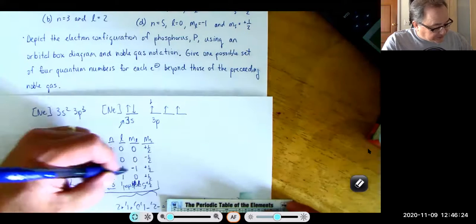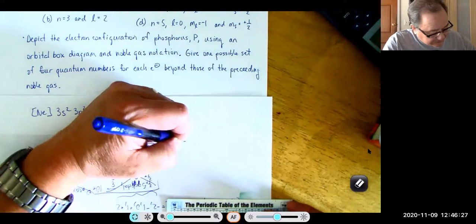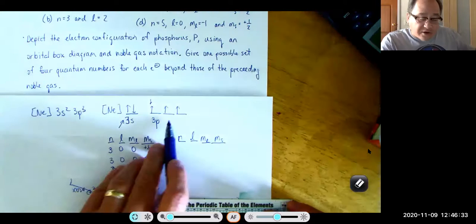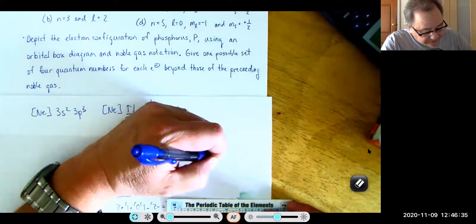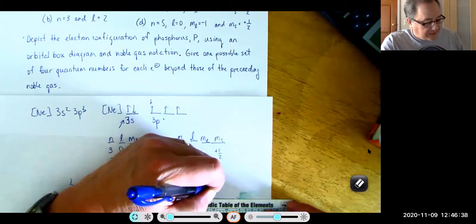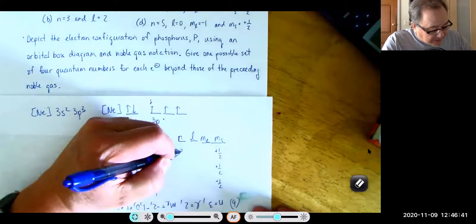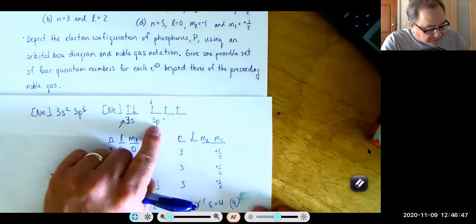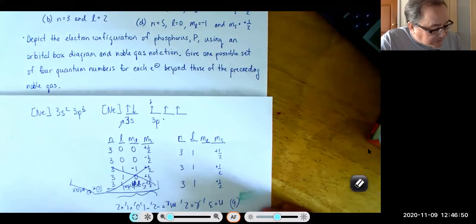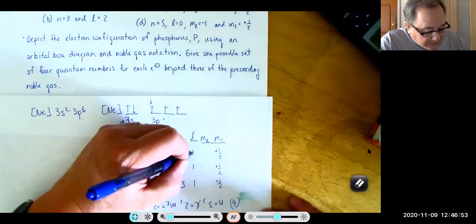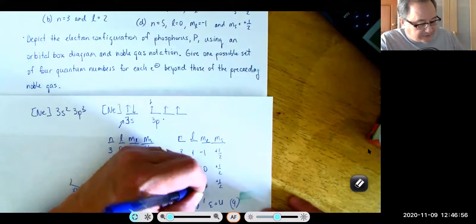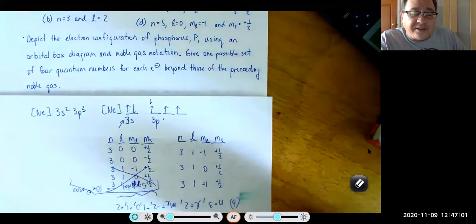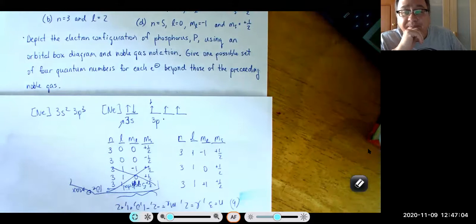That's a little messy. I'm going to cross these off and write them over here. Each of these is an arrow going up, so I can do that right away. Each of these is in the third shell, so I can do that right away. And because it's a P, each of these is a 1. What are the M sub L for each of these? Well, if L is equal to 1, M sub L could be -1, 0, or +1. So those are the set of quantum numbers for all three in the 3p subshell. Any questions? Or are we good?